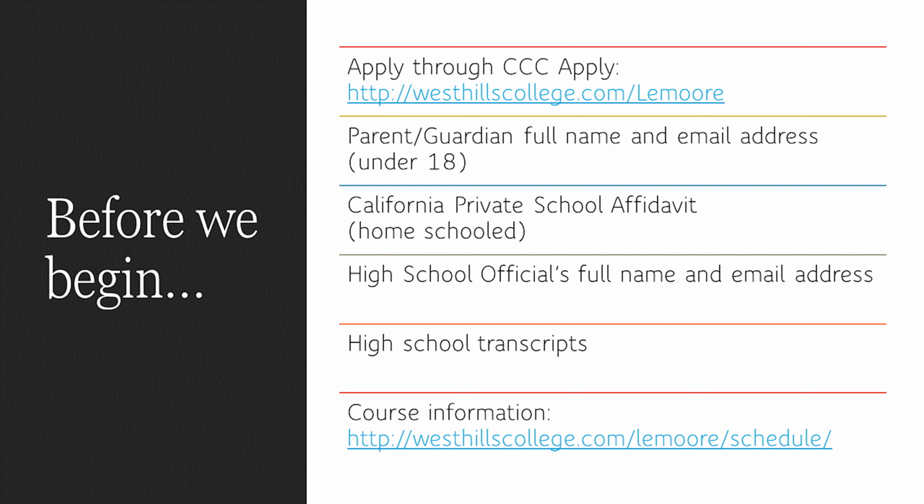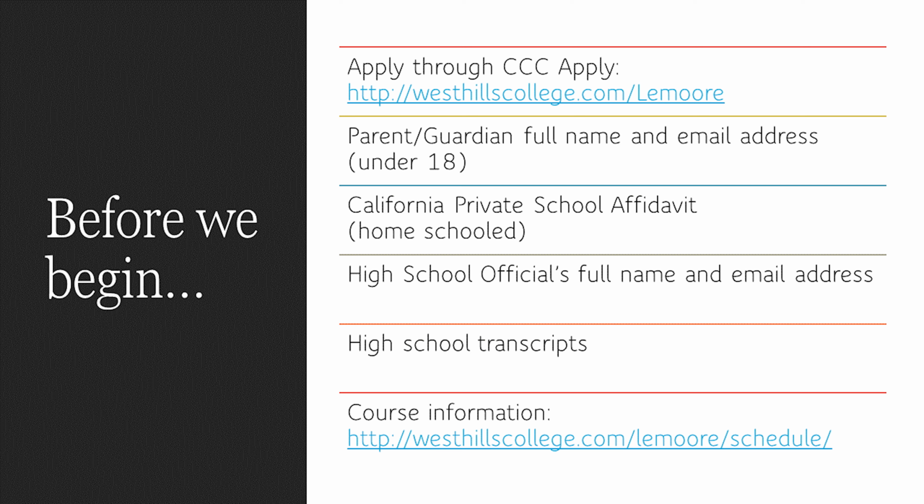You should also prepare to provide the full name and email address of the school official who will be approving your dual enrollment form. This is typically your counselor or the school principal. You also need a digital copy of your high school transcript. You will not be able to submit the form without uploading your transcript.